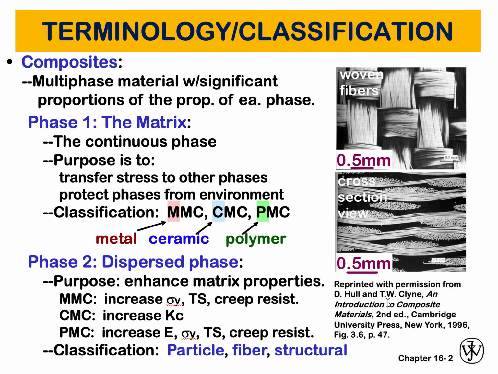This to the right here is a picture of an artificial composite, and you can see woven fibers in this cross-sectional view. This is one of the simplest composites that we can create. We're going to get into more details about what the phases are and how we are going to use those composites and their properties.